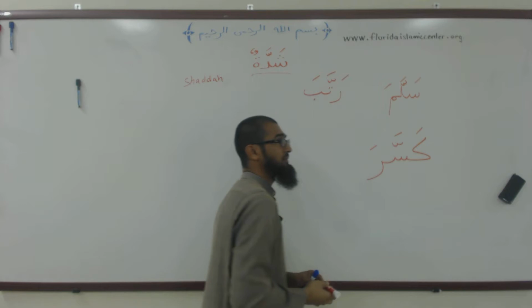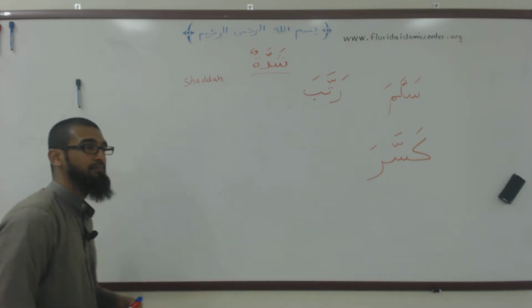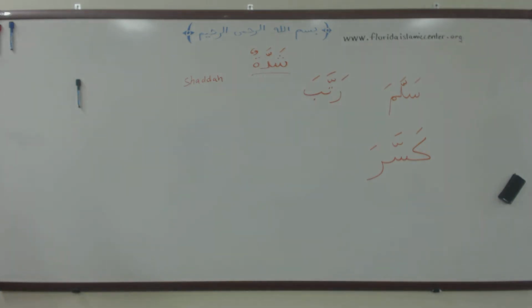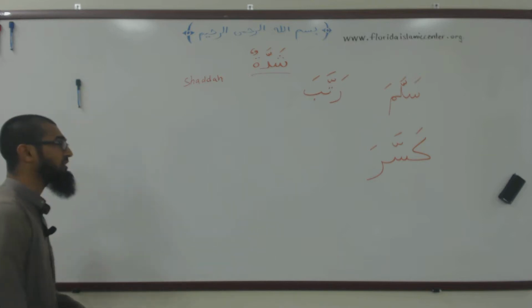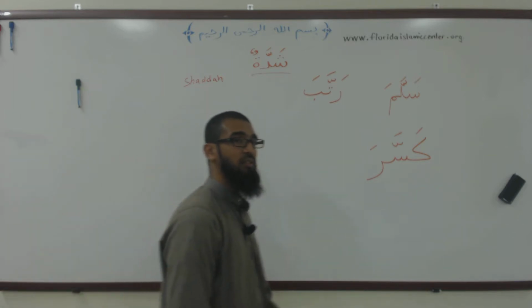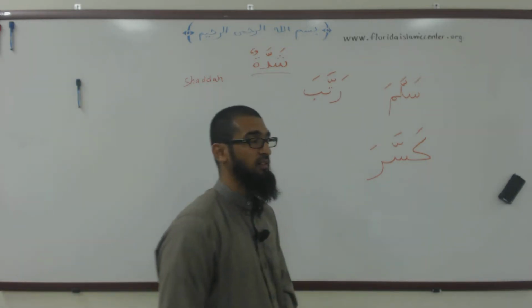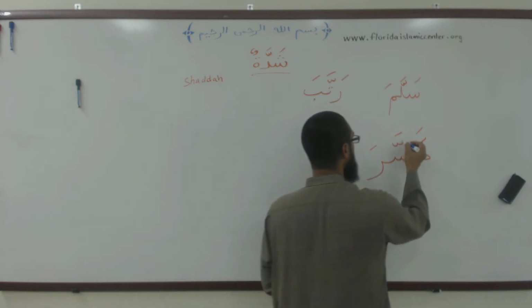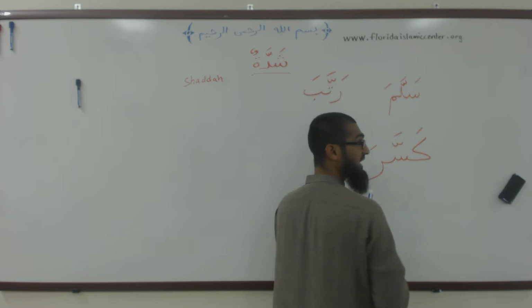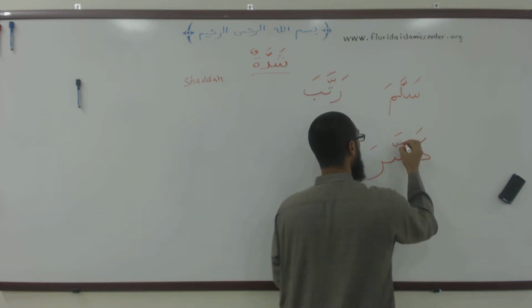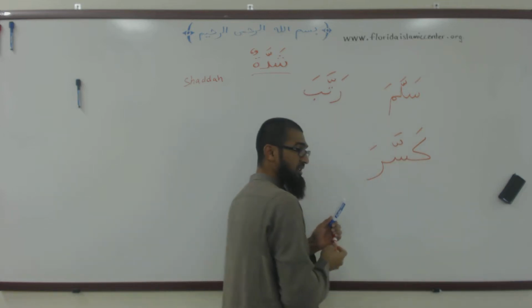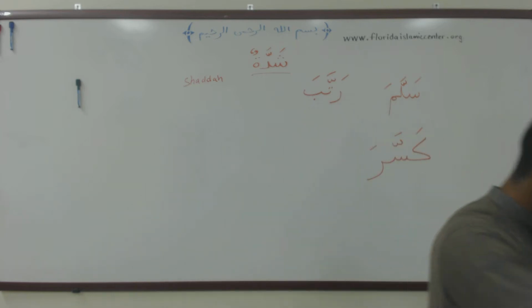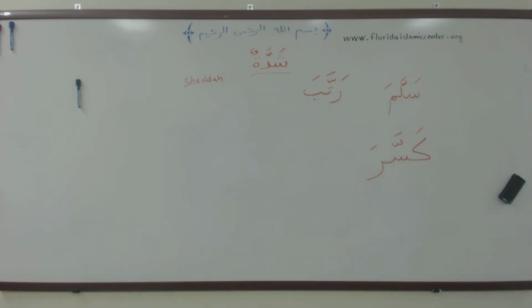How do you pronounce that? Kaf, sin, ra, right? Pronounce it. Again? Kassara, right? Hold the sin. Kassara. Good. Kassara. Okay. Next.